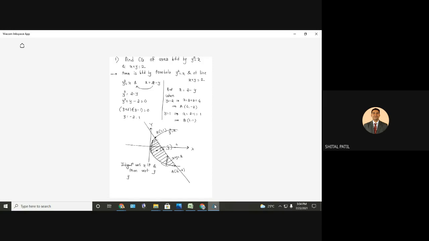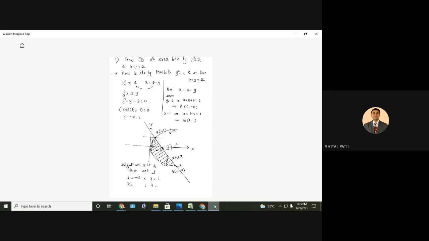So the limits of y are constant. What is the minimum value of y? Here it is the point, minus 2. And what is the maximum value? Here what is the value of y? y equal to 1. So minus 2 to 1. The limits of x for that strip are required.